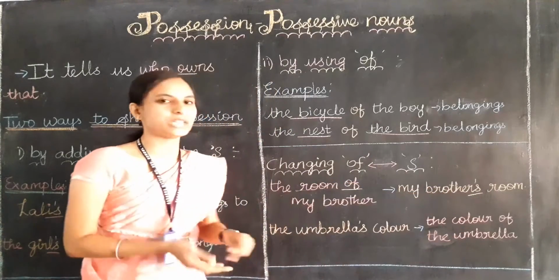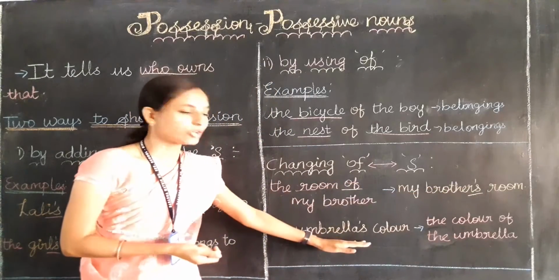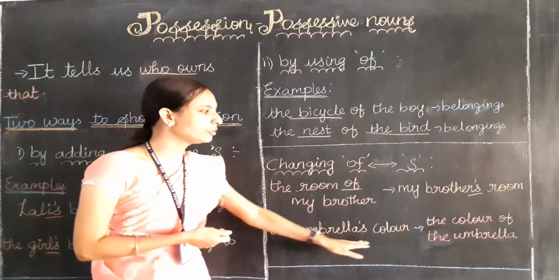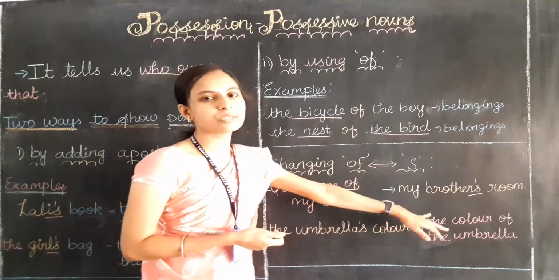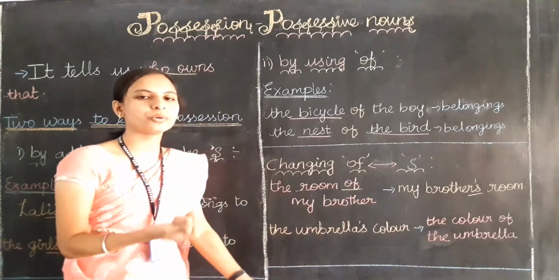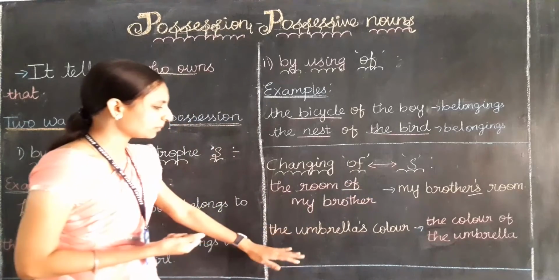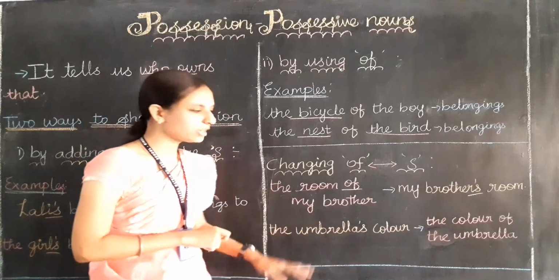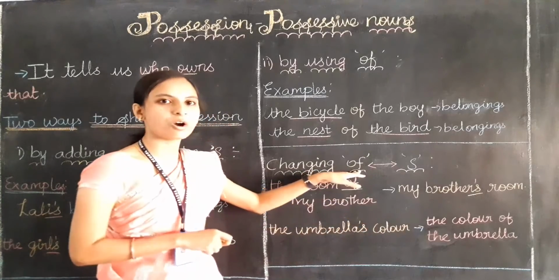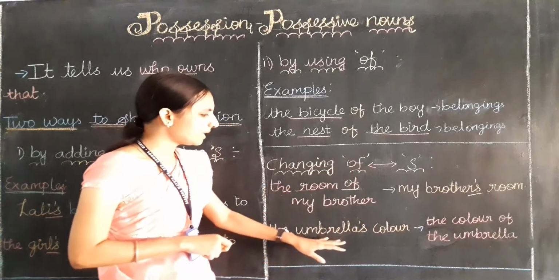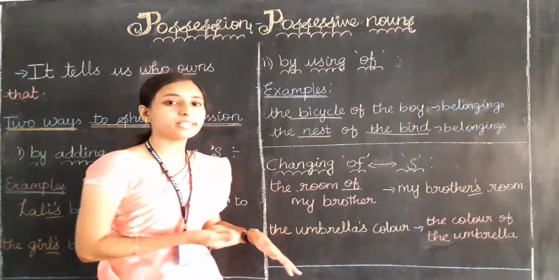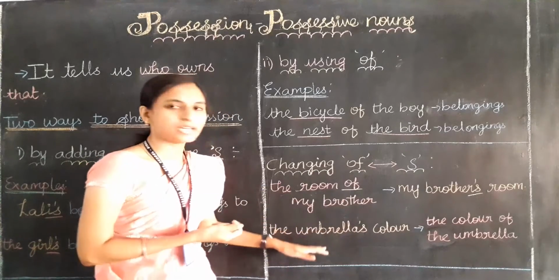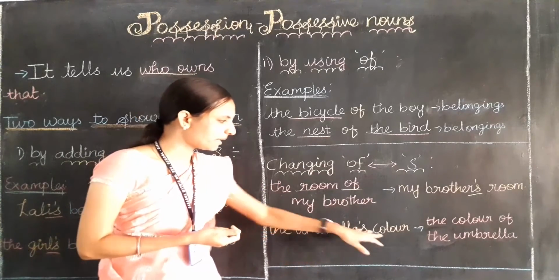Now suppose the sentence is given like this, with possession shown by apostrophe, and you need to change it by using "of". So how do you do it? Yes, it's very simple. The umbrella's color is given. Now we are going to change it by using "of". The umbrella's color. So what are they telling? This color belongs to the umbrella.